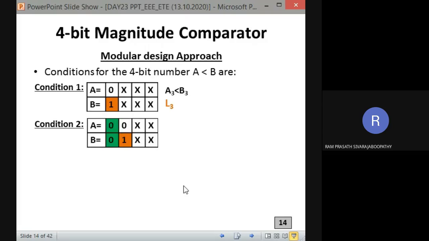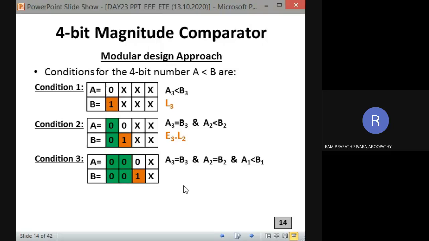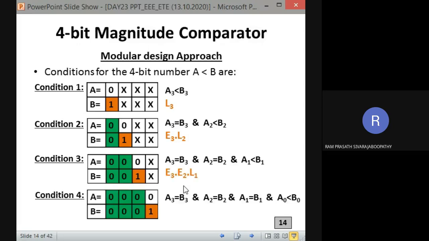Next condition 2. MSB bit same இருக்குன்னு வச்சுக்கலாம். Next bit compare பண்றப்ப again A2 less than B2. What about the expression here? Kindly type it in the chat. Yes, E3 dot L2. Very good. What about condition 3? E3, E2, E1. Sorry, E3, E2, L1. That is the correct answer. So for the last condition, we'll be having E3, E2, E1, L0.